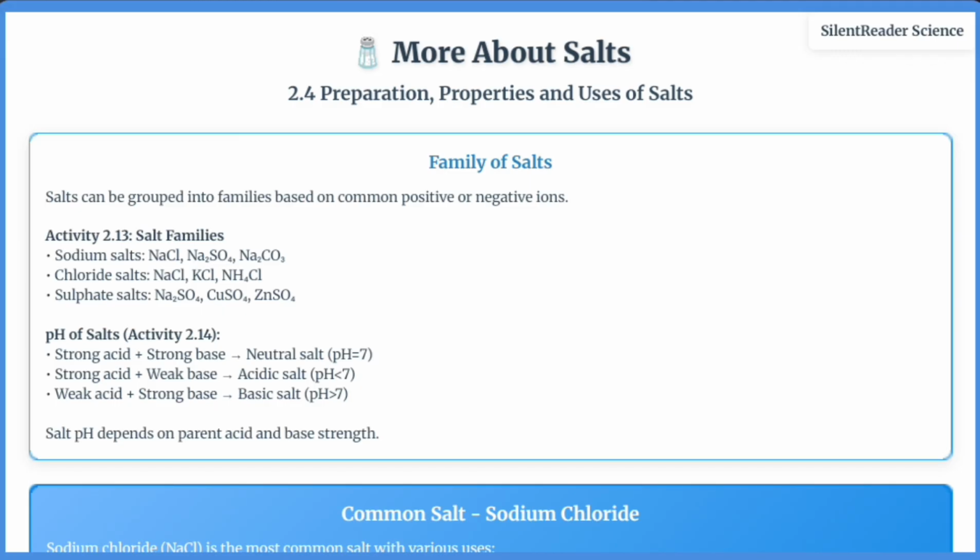Bleaching powder, made from chlorine and slaked lime, is used for bleaching and disinfection. Baking soda, sodium hydrogen carbonate, is used in cooking, antacids, and fire extinguishers. Washing soda, sodium carbonate decahydrate, is used in glass, soap, and paper industries.